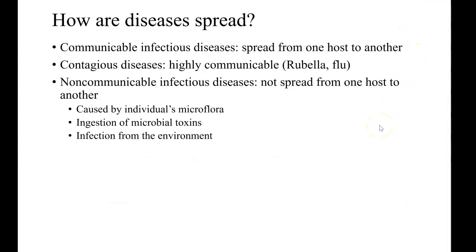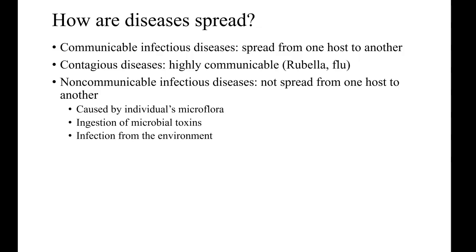So, how is it that diseases are spread? A communicable infectious disease means that it's spread from one host to another. So, the common cold, going from one host to another. COVID would be a communicable infectious disease. A contagious disease is going to be highly communicable. So, again, COVID could fall under this, rubella, flu.